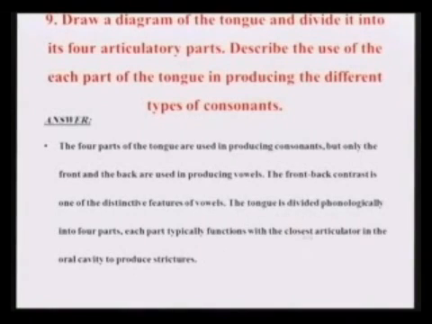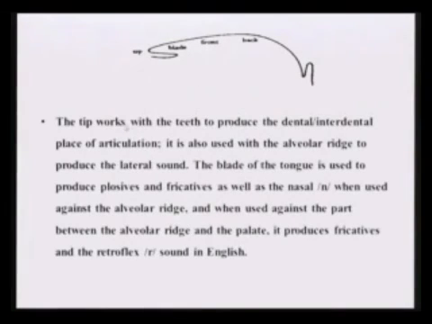The tongue is divided phonologically into 4 parts. Each part typically functions with the closest articulator in the oral cavity to produce strictures. الـ tip طبعا بيشتغل مع الـ teeth، الـ blade مع الـ alveolar ridge، الـ front مع الـ palate، والـ back مع الـ velum. كل حاجة بتشتغل مع الحاجة القريبة منها. The tip works with the teeth, etc. This is written here, what I have just said.